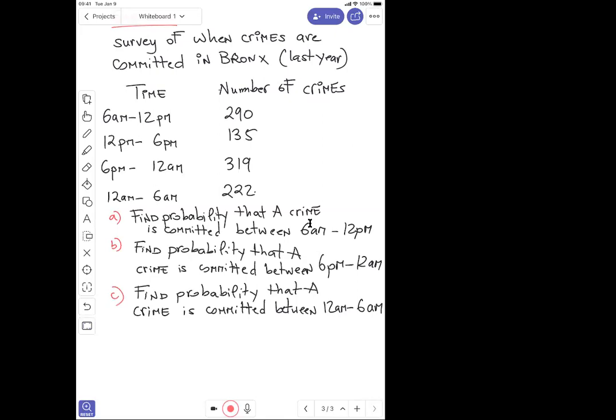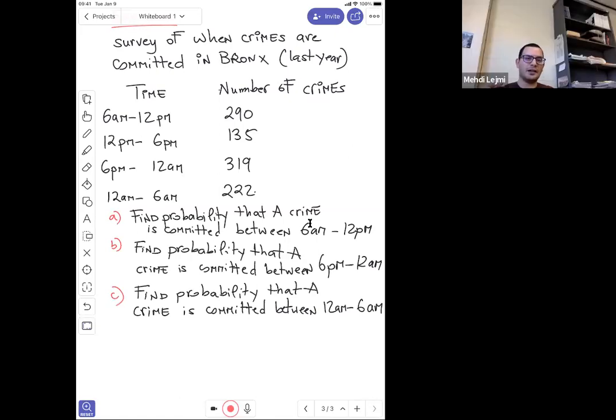So what will we do with the 290? That will be the number on the top. That's the frequency, the number of crimes between 6 a.m. and 12 p.m. Now, what's the bottom? That's the total number of crimes. What's the total number of crimes?